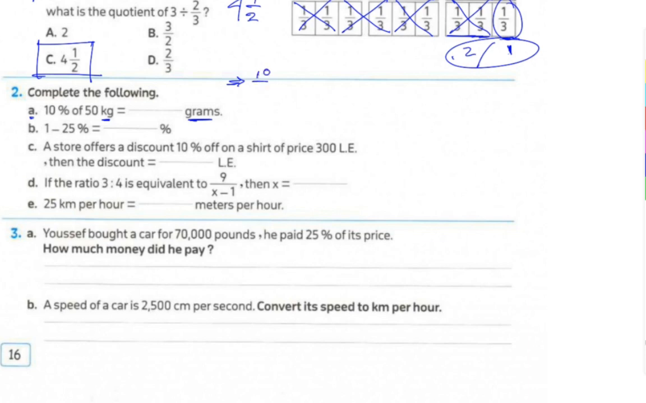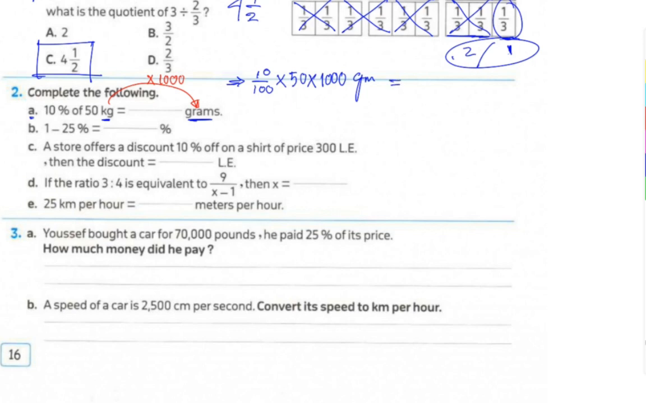10%, that means 10 over 100. And "of" means times 50. Okay. But the unit kilogram becomes gram. To convert kilogram to grams, what do you do? From the great to the small, I will multiply. A kilogram contains 1000 grams. So I will multiply by 1000. So the result will be grams.